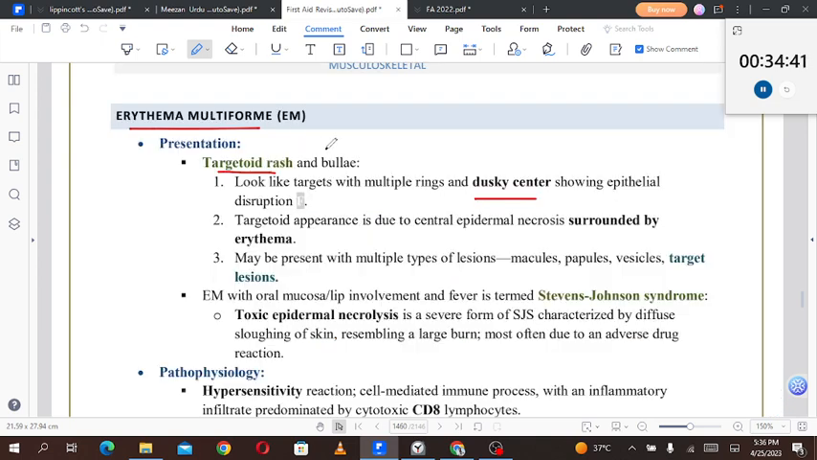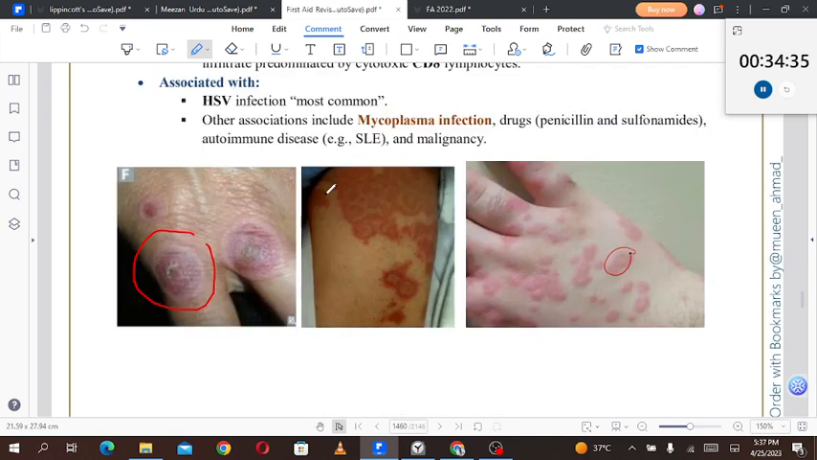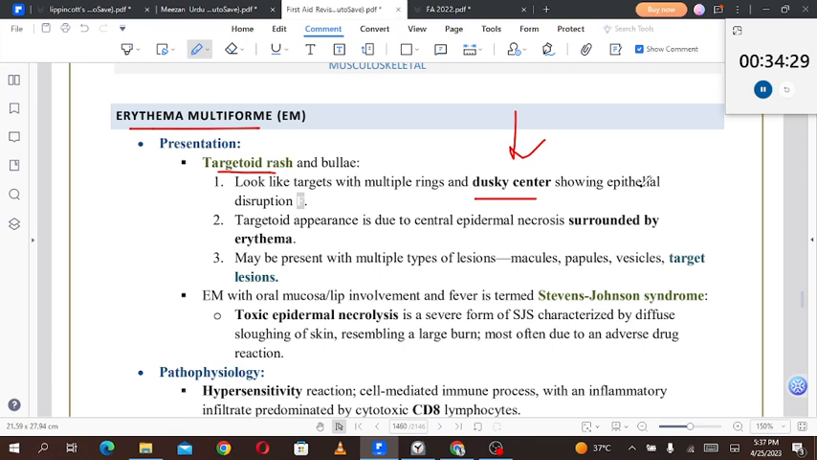Let's see that. Targetoid rash and bullae look like a target with multiple rings and a dusky center showing the epithelial destruction. So these are multiple rings. This one ring and then another ring with a dusky center, and that dusky center is representing the epithelial disruption. Targetoid appearance is due to the central epidermal necrosis surrounded by erythema. May be present with multiple types of lesions: macules, papules, vesicles, and target lesions.